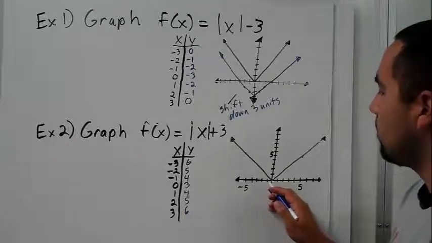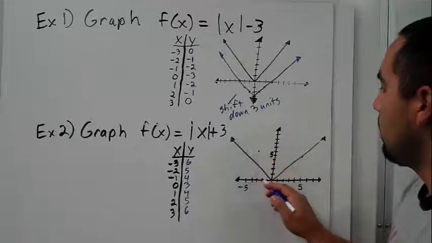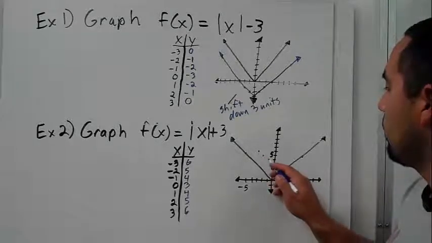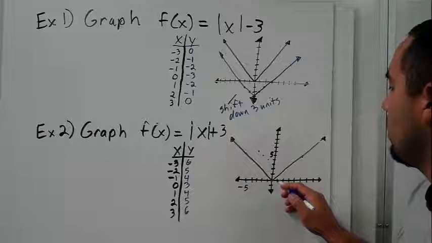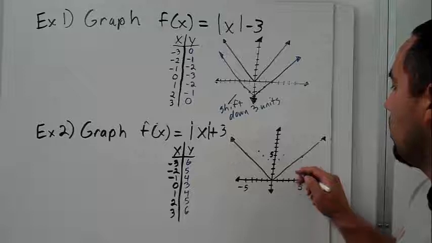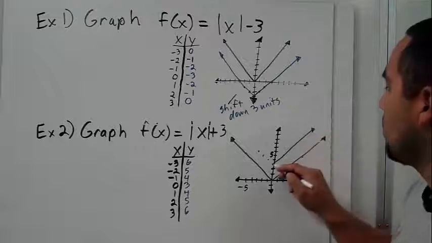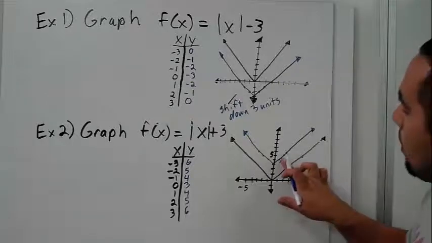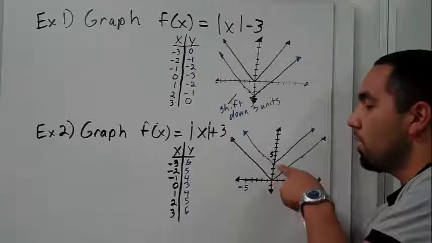So let's graph them again. Negative 3, positive 6. We're way up here. Negative 2, 5. And negative 1, 4. 0, positive 3. And 1, 4. There. There. And there. So again, you can see our graph has not really changed at all. All that's happened is we have shifted the parent graph up 3 units.